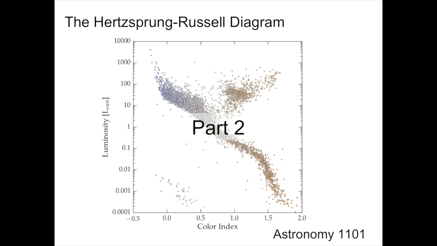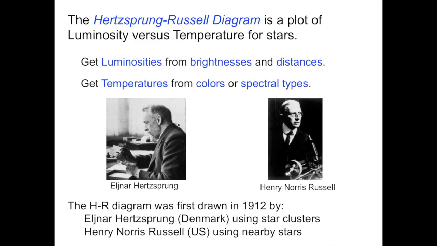Welcome back. In the second part of this lecture, we're now going to apply our knowledge of the luminosity of stars and the temperatures of stars to introduce the Hertzsprung-Russell diagram. The Hertzsprung-Russell diagram is a plot of the luminosity versus the temperature of stars.